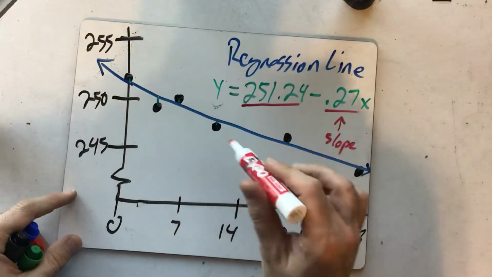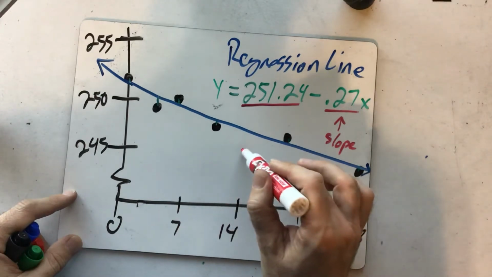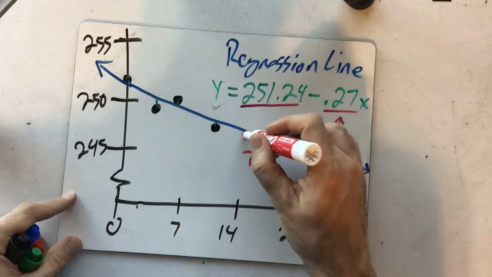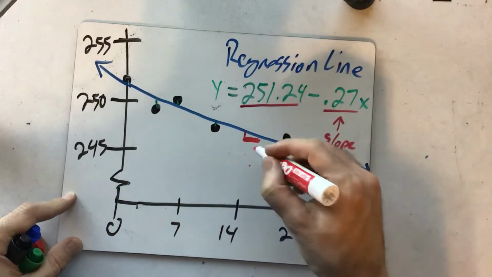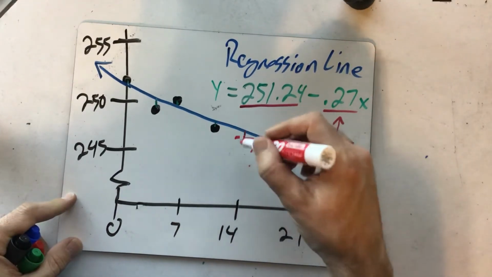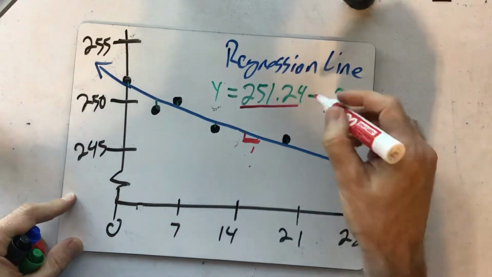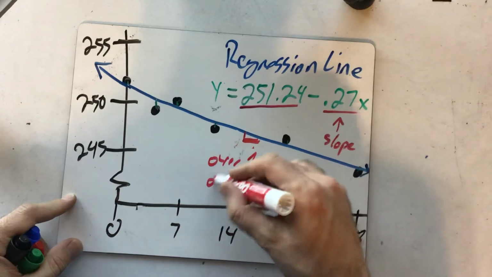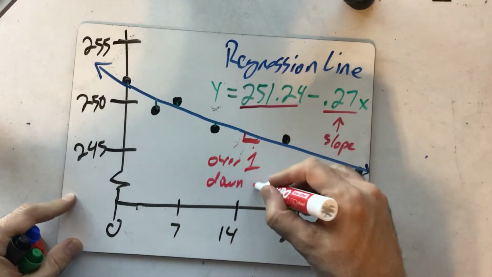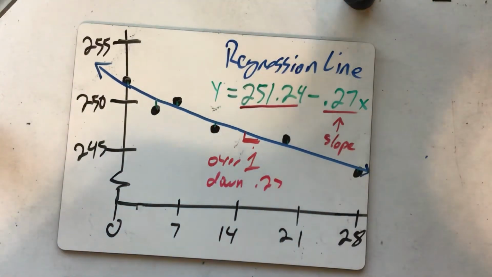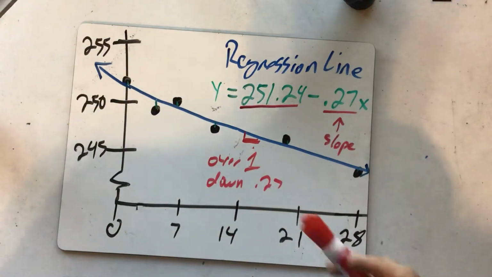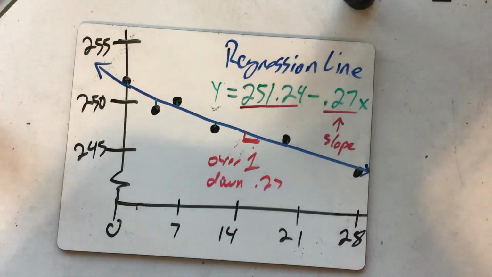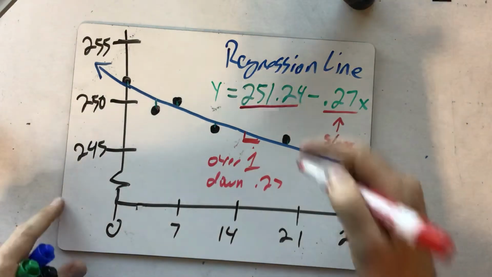And so that means if you go over 1 unit, so let's draw that right here. If you go over 1 unit, what that means is that you went down 0.27 units because it's negative. So that means over 1 and down 0.27 units. That gives you some picture of how much weight you're losing each day. So each day you're losing about 1/4 of a pound, which is a pretty good result if you're on a diet.